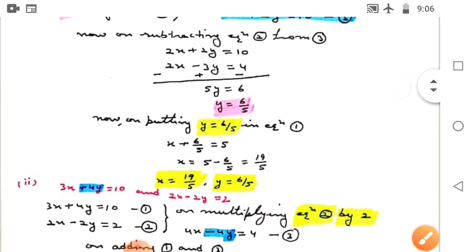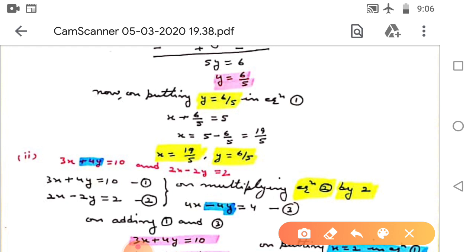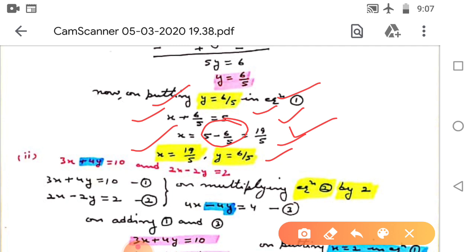Now putting this value of y, that is y is equal to 6 by 5, in equation 1, x plus 6 upon 5 is equal to 5. So x is equal to 5 minus 6 upon 5, that is 19 by 5. 5 fives are 25, the numerator is 25 minus 6, that is 19. So the value of x is 19 by 5 and the value of y is 6 by 5.